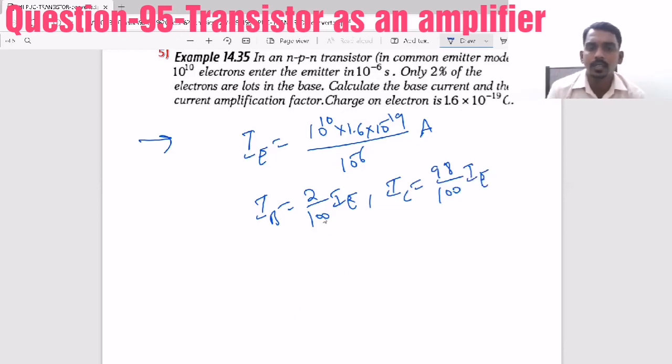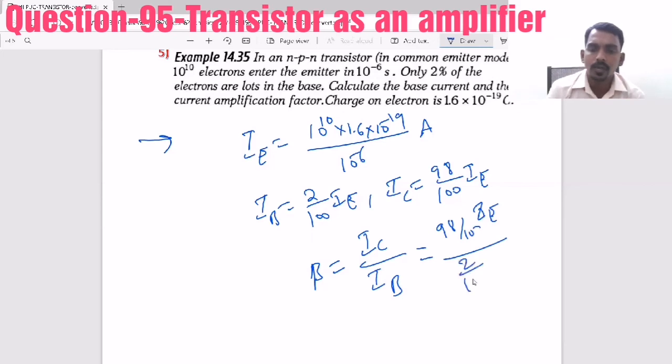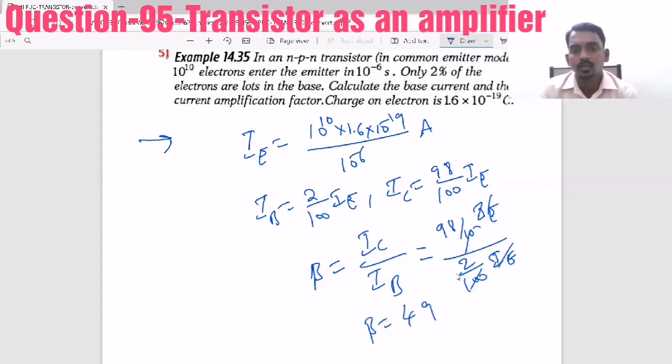Now calculate the base current. Base current you can calculate. And the current amplification factor, common emitter mode. Common emitter means beta, that is IC by IB. Now after finding IC, IB, directly you can find it. See here IC, IB both we got it. IC is 98 by 100 IE, by IB is 2 by 100 IE. So IE gets cancelled, 100 gets cancelled. Then beta will become how much? 49. So base current is 2 by 100 of IE. So first you find IE. Then if you substitute, you will get IB. Then here you will get beta.